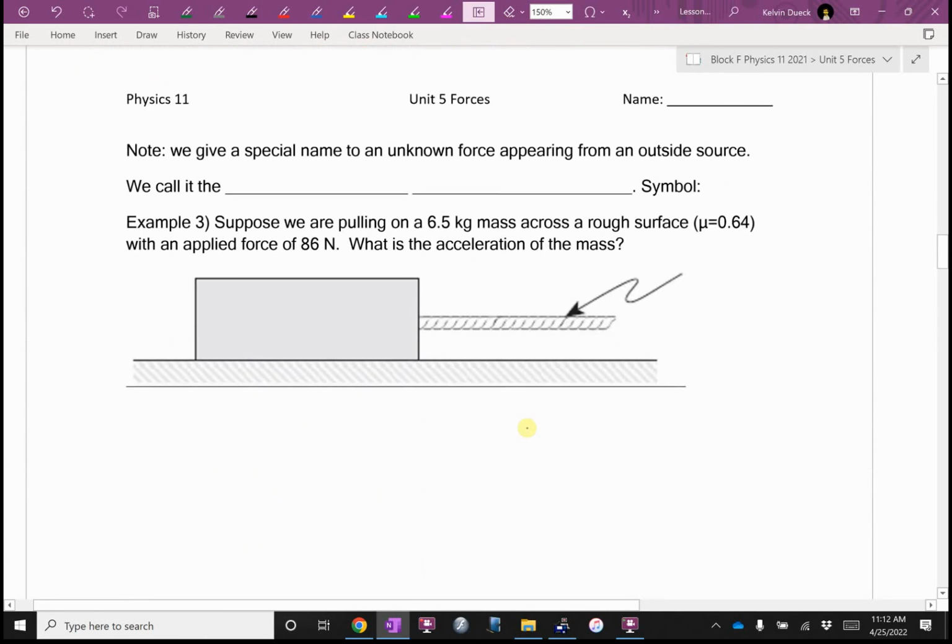So I wrote here, note, we give a special name to an unknown force appearing from an outside source off the page. We call it the applied force, symbol F applied. In fact, they'll often say something like, a force is applied to, or how big a force must be applied. So they'll often use the word apply to describe it. Not always, but pretty often. And again, don't overcomplicate it, Scott. It's just the mystery force coming from off the page that you want to find.